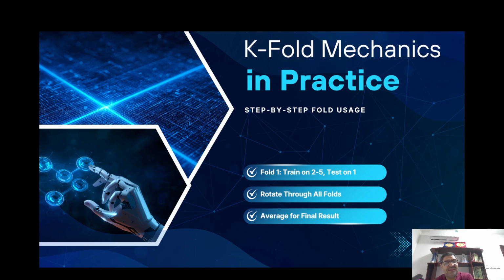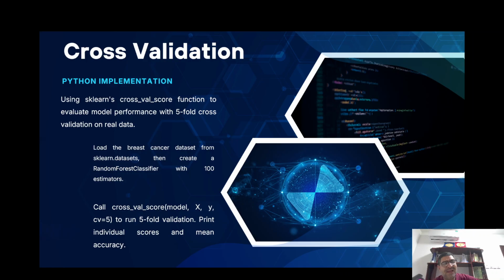So in the k-fold mechanism, we have taken k equal to 5. We can have fold 1 as test data and train on folds 2 to 5. In the same manner, we rotate: fold 2 will be taken as test data and the rest as train data, then fold 3, and so on, rotating. Then we get the average for the final results. This is what the k-fold mechanism is.